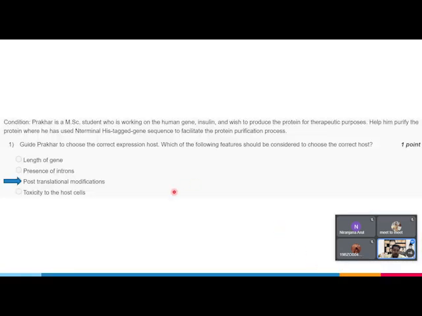So, according to the question, guide Prakhar to choose the correct expression host. What should be considered the most? The most important thing to consider is post-translational modification in the particular host, whether the various post-translational modifications that we need are being done in the host or not. So, is that understood? Does anyone have any questions regarding this? It's fine, right?